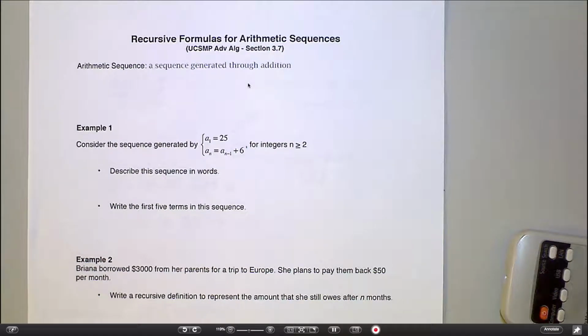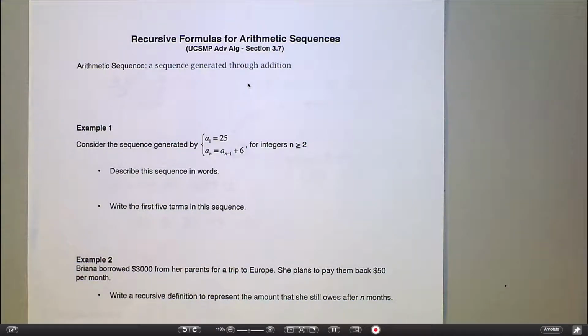So recursive formulas for arithmetic sequences. And that is pronounced, oh, sorry, I don't have my screen on there. This is pronounced arithmetic, not arithmetic. Okay, in this context, it's arithmetic. I honestly don't care as long as you know that word, but if you want to sound like you know what you're talking about, okay, it's arithmetic.